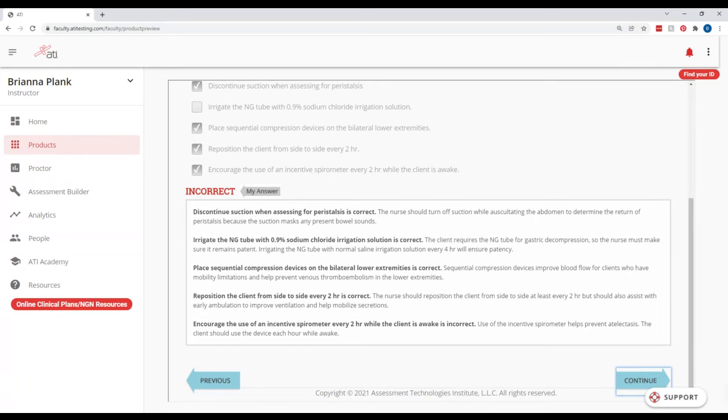Did you guys see something in your reading about irrigating with normal saline? I'm not familiar with that at all.